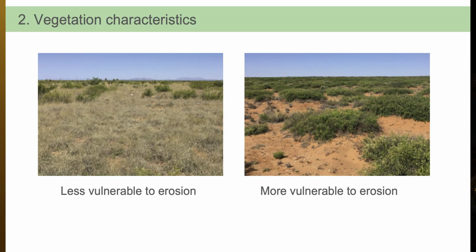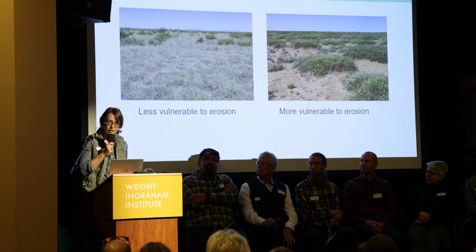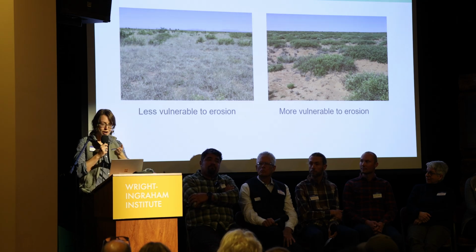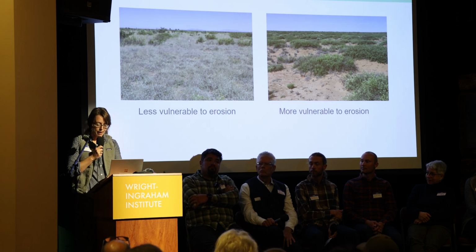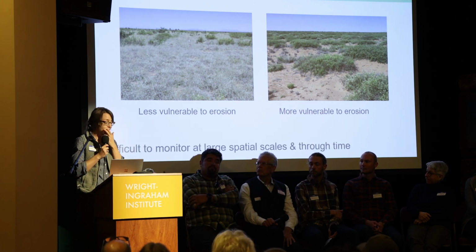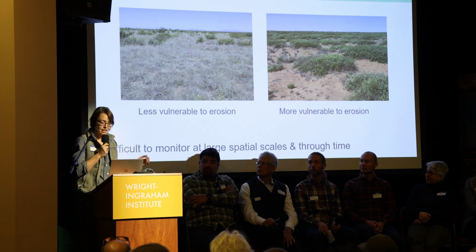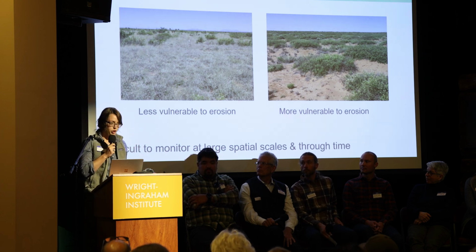And I bet you all can intuitively look at these pictures and know which one of these sites is going to be more susceptible to wind erosion. This site here has a lot more grass cover, a lot less bare ground than the other site. That's going to be a lot less susceptible to wind erosion. And so all of you who spend time on the land, you intuitively know these things about the landscape, but these things can be very difficult to monitor at large spatial scales.